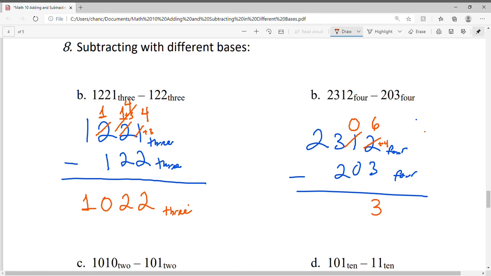0 minus 0 is 0. 3 minus 2 is 1. Bring down the 2. So our solution is 2103 base 4.